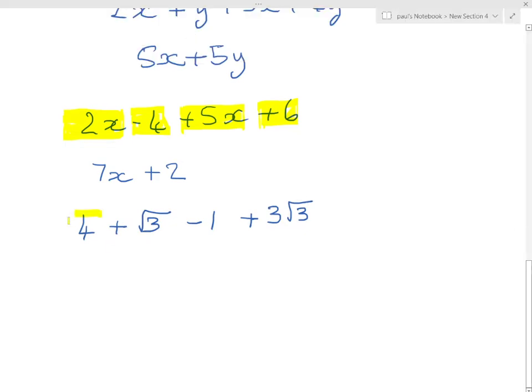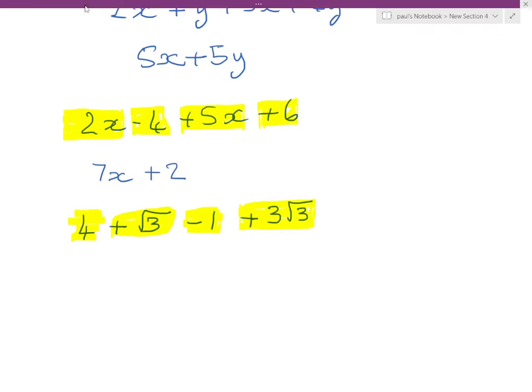So we've got a term here, which is plus 4, and we've got one here, which is square root 3, then a minus, and then 3 times the square root of 3. So don't separate these. Don't go minus 1 plus 3. You can't do that because the 3 is connected to the square root of 3. And this is just telling us that we've got 3 of them.